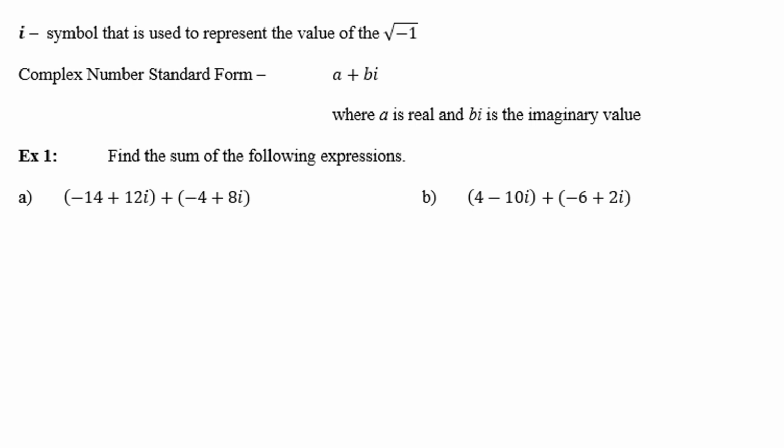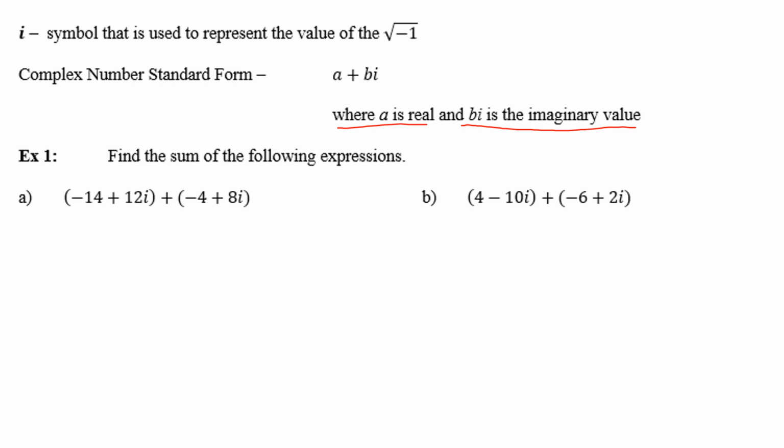So that's why the introduction of imaginary numbers comes through. First thing we're told is that i is a symbol used to represent the value of the square root of -1. We're going to write our answers in complex number standard form, which is a plus bi, where a is the real part and bi is the imaginary part. Just like when we combine like terms there was a specific order, it's the same when you're dealing with real and imaginary numbers.